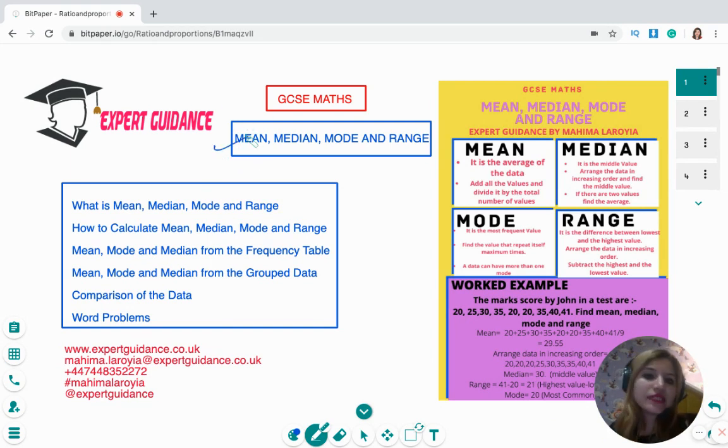Mean, median, mode and range. Now in this video we'll be looking over what mean, median, mode and range are, how to calculate them, how to calculate them for discrete data or data which is grouped, how you calculate them from a frequency table, how you can compare the data using mean, median and mode, and some word problems.